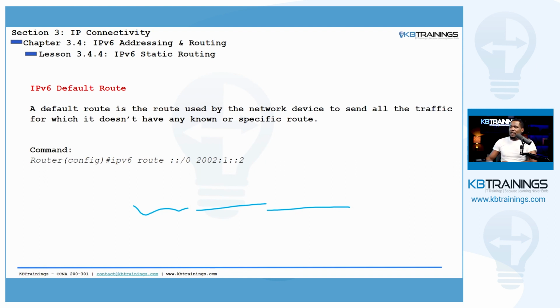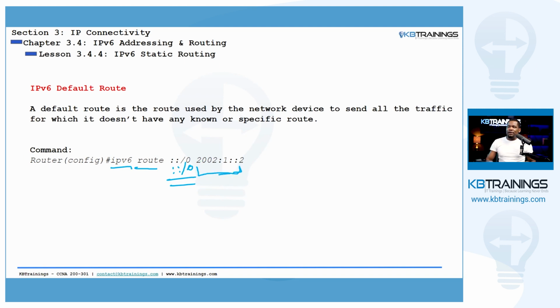And how do you configure that? We configure that by using this command here. We go under the config mode and we do IPv6 route ::/0. This means that it's going to match all the traffic. So all the traffic that you have will be sent there. And then you specify your next hop.